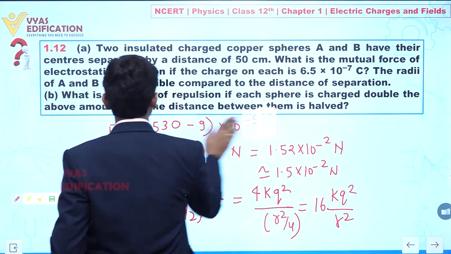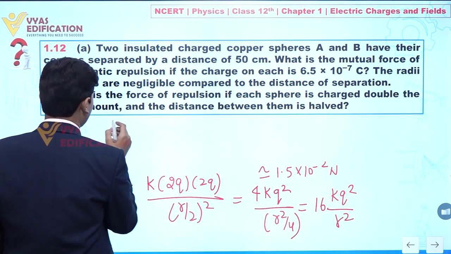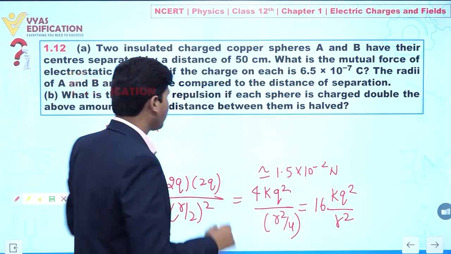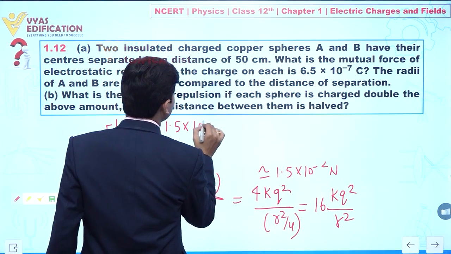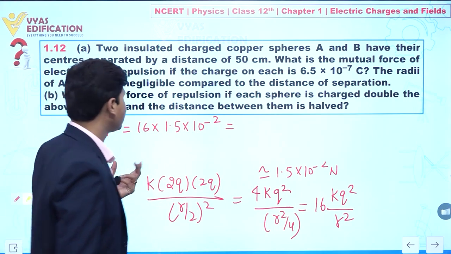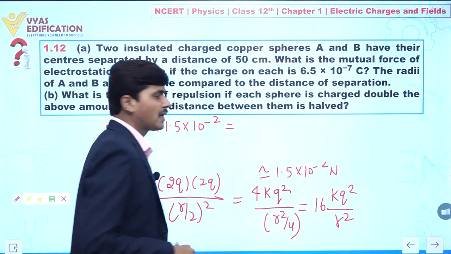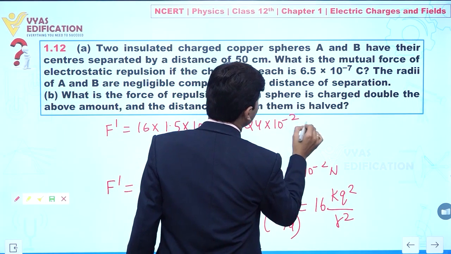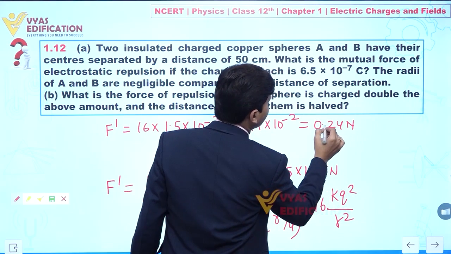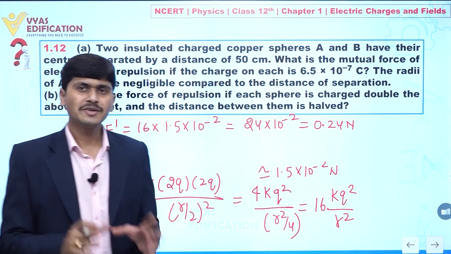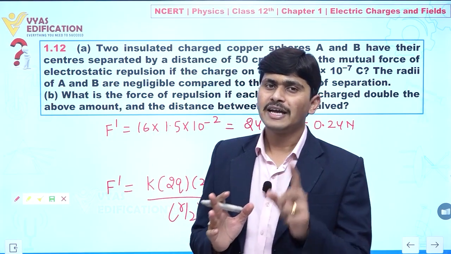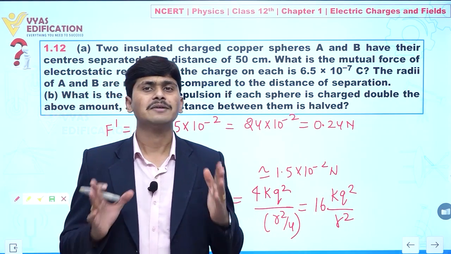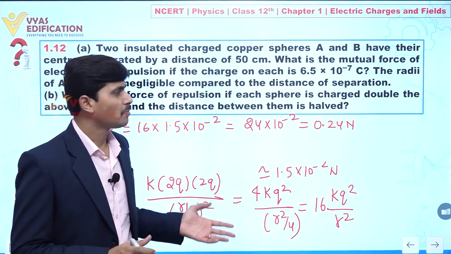So now F dash is given by 16 into KQ square upon R square, that is 16 into 1.5 into 10 to the power minus 2. So this is equal to 16 multiply 3 by 2, so we can say 24 into 10 to the power minus 2, or 0.24 Newton. So this is the repulsive force acting between two charges when the charge on each sphere becomes double and the distance between them becomes half. Clear to everyone? So this is all about this question.